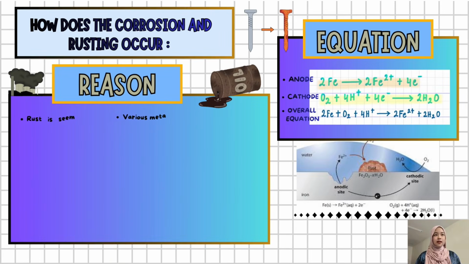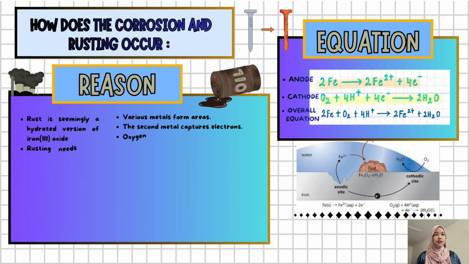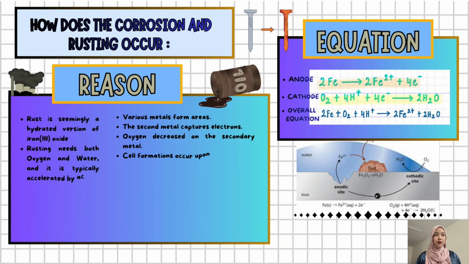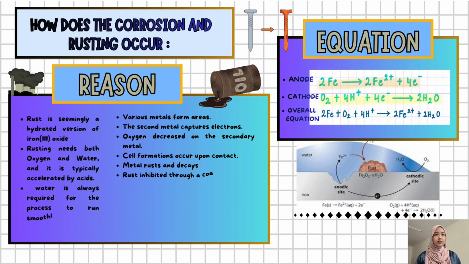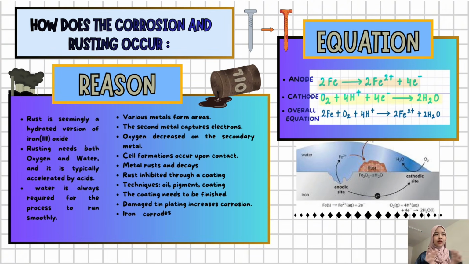Next, this slide explains how corrosion and rusting occur. Rust is essentially a hydrated form of iron trioxide. The rusting process requires both oxygen and water, and it usually happens faster in acidic conditions. Water is essential for the reaction to proceed smoothly. When different metals are present, they form separate areas on the surface. The more active metal loses electrons while the other metal gains electrons. Oxygen is reduced at the secondary metal.